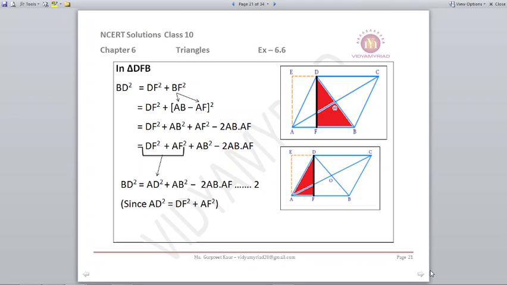Now let me take another triangle DFB. When I take that, BD square is equal to DF square plus BF square. Now what is BF? BF can be written as AB minus AF. Apply the formula, you get DF square plus AF square plus AB square minus twice of AB into AF. Now what is DF square plus AF square? If you look at the second diagram, you come to know that it is AD square. So replace it. BD square is equal to AD square plus AB square minus twice of AB into AF. Let it be equation number 2.